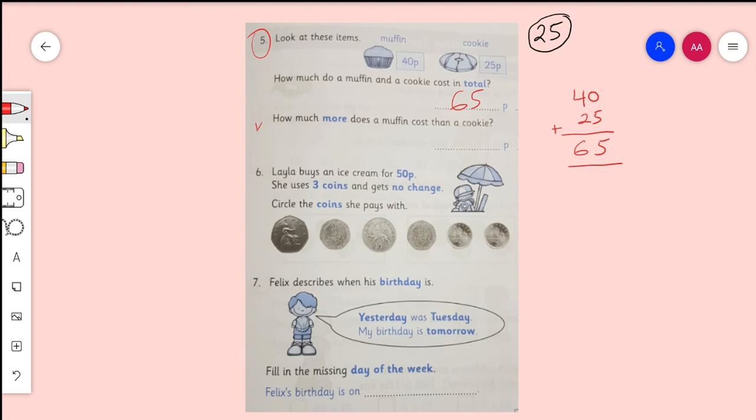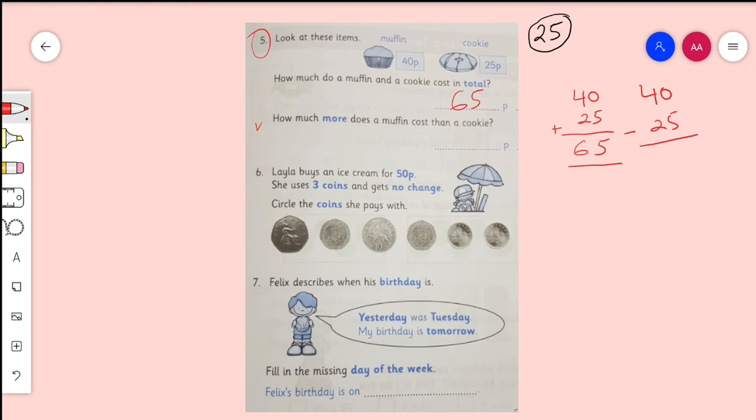Alright, second part. How much more does a muffin cost than a cookie? So here we need to find out the difference in price between a muffin and a cookie. The muffin is more expensive than a cookie, so we need to find out how much more it costs than the cookie. So it's 45 and it's takeaway. We need to take away the lowest value from the highest value, and then we'll find the difference of the price.